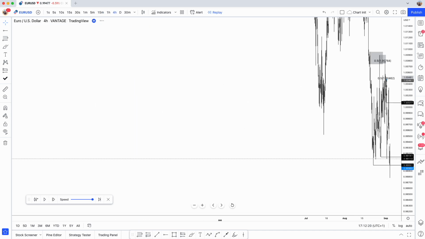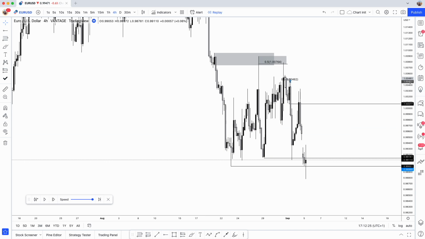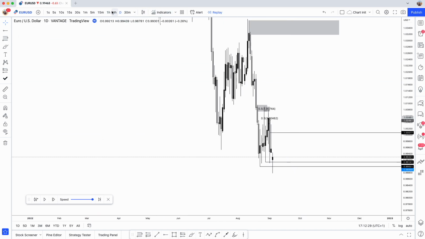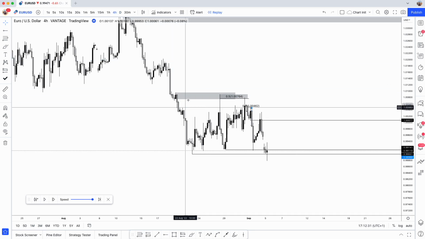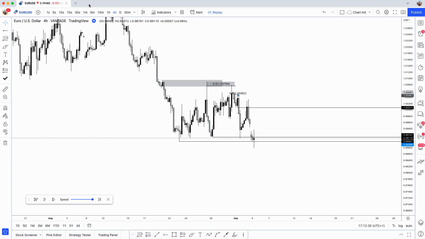Now, in terms of the 4 hour direction, okay. So we aren't trading that daily POI. We're trading this 4 hour reaction from this POI here, okay. From there, we got to the hourly.